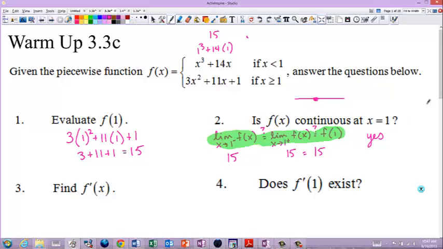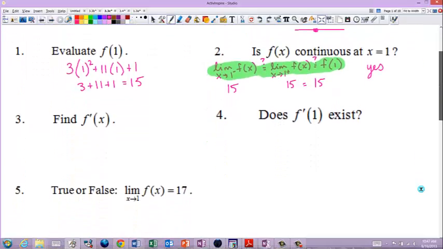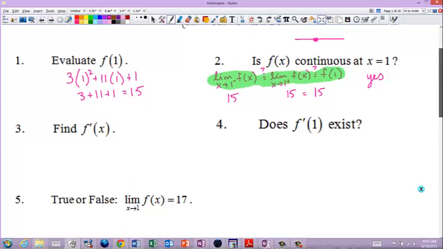Find f prime of x. Ooh, tricky one. Oh, look, there's more. Oh well, do this now. Pause. Unpause. Okay. Find f prime of x.